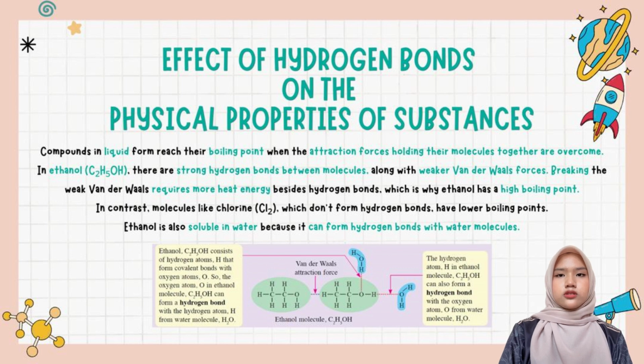Effect of hydrogen bonds on the physical properties of substances. Compounds in liquid form reach the boiling point when the attraction forces holding their molecules together are overcome. In ethanol, there are strong hydrogen bonds between molecules along with weaker van der Waals forces. Breaking the weak van der Waals forces requires more heat energy besides hydrogen bonds, which is why ethanol has a high boiling point. In contrast, molecules like chlorine, which don't form hydrogen bonds, have a lower boiling point. Ethanol is also soluble in water because it can form hydrogen bonds with water molecules.